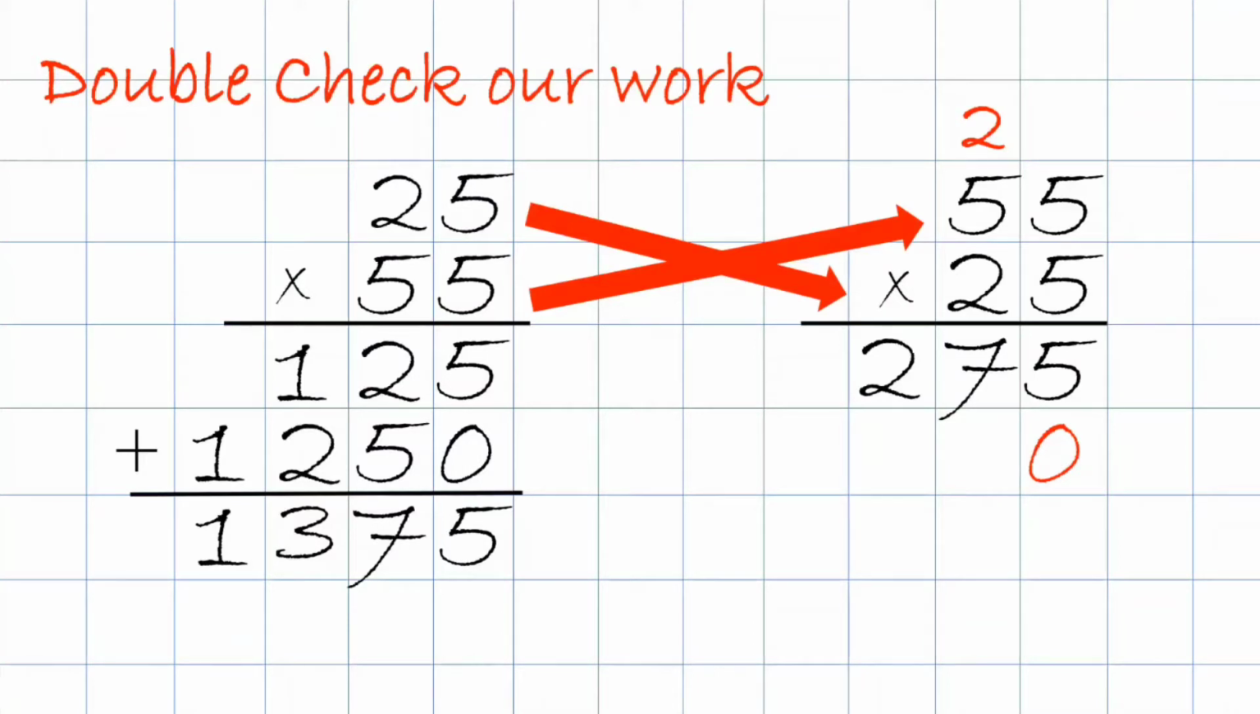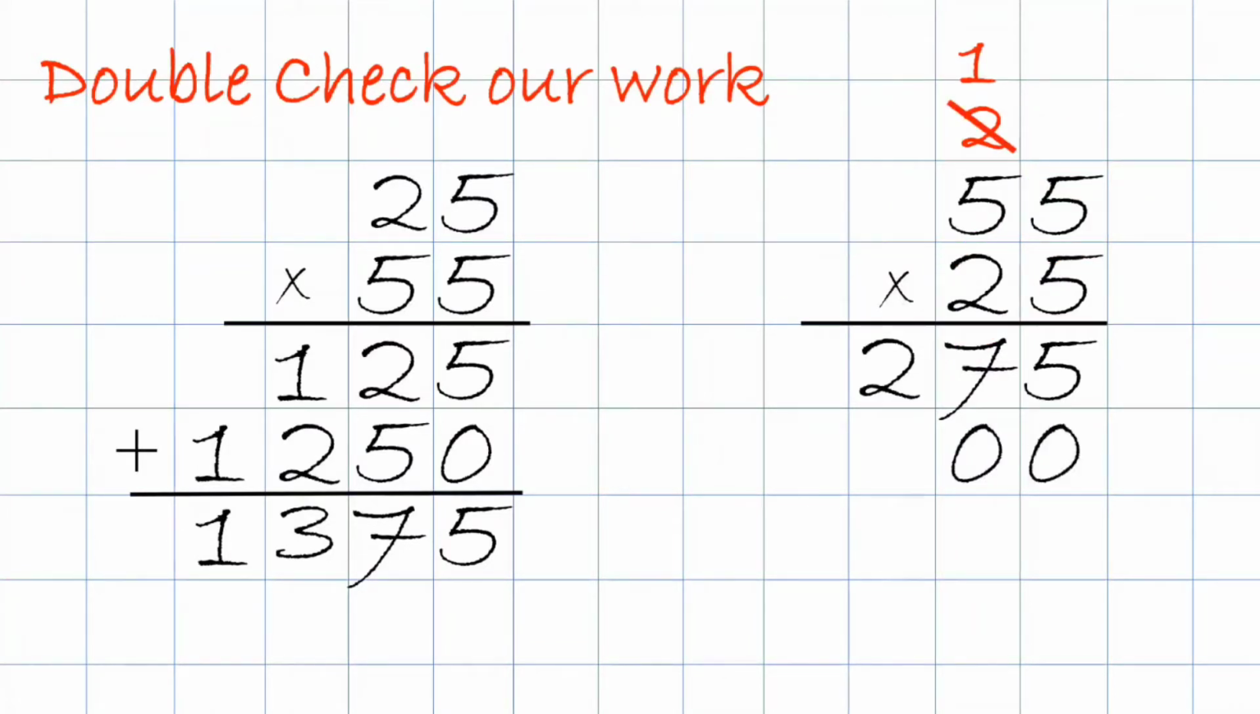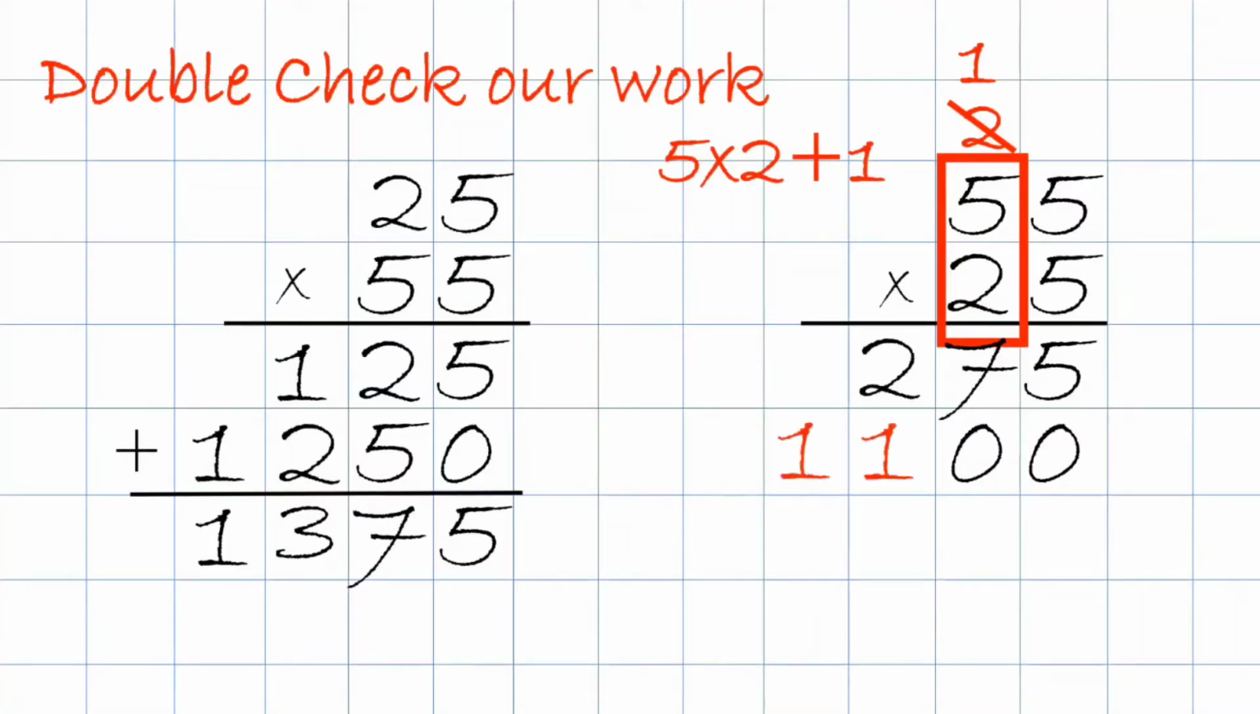Next, we take 2 times 5, which will be 10. Now, we only put the second digit, the 0. And the 1 we carry on top and cross out the previous 2. So then we take 5 times 2 plus the little 1 on top, and that will be 11. And we put the 11 right up here. Both of the digits we write here.